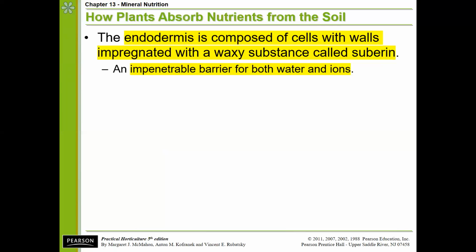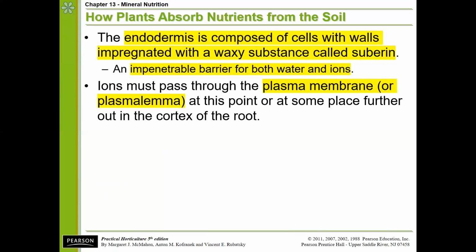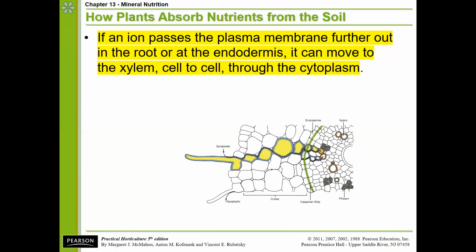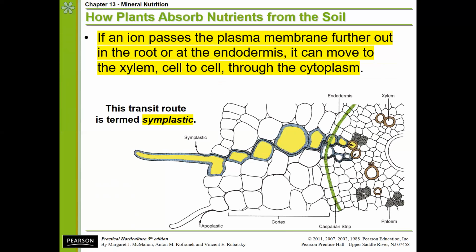And in the endodermis, where that Casparian strip is, we have cells with walls that are coated with this waxy substance known as suberin. And in this case, it creates an impenetrable barrier for both water and ions, and they have to pass through the plasma membrane in order to actually enter into the root and be able to be transported. So this different route is called the symplastic route, and that's actually moving through the cytoplasm.